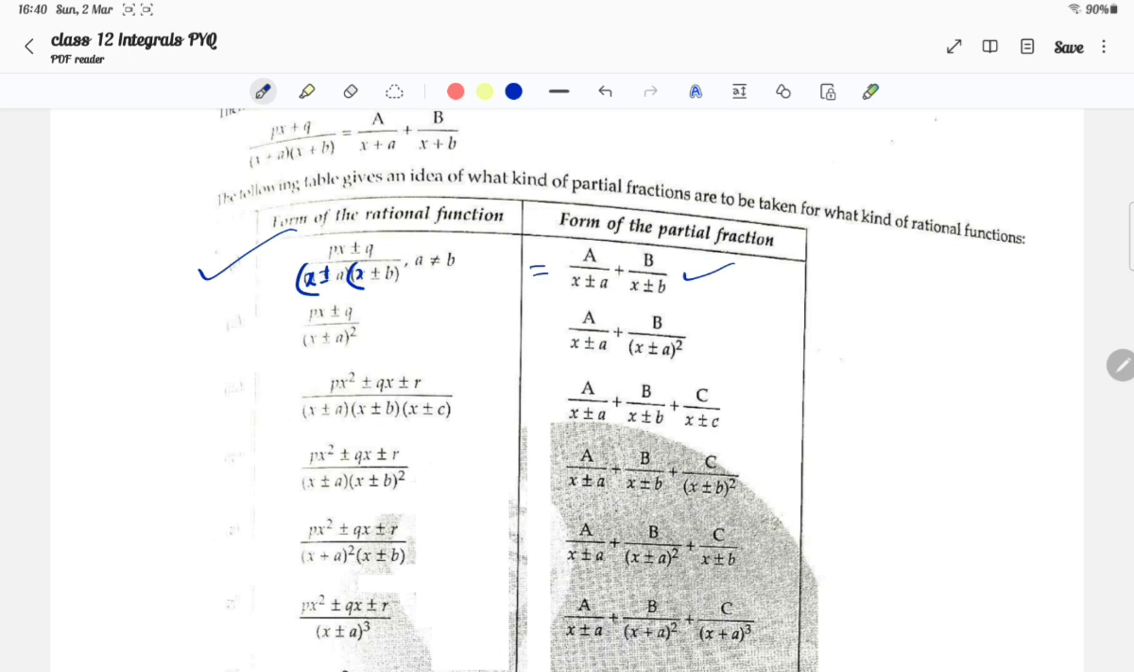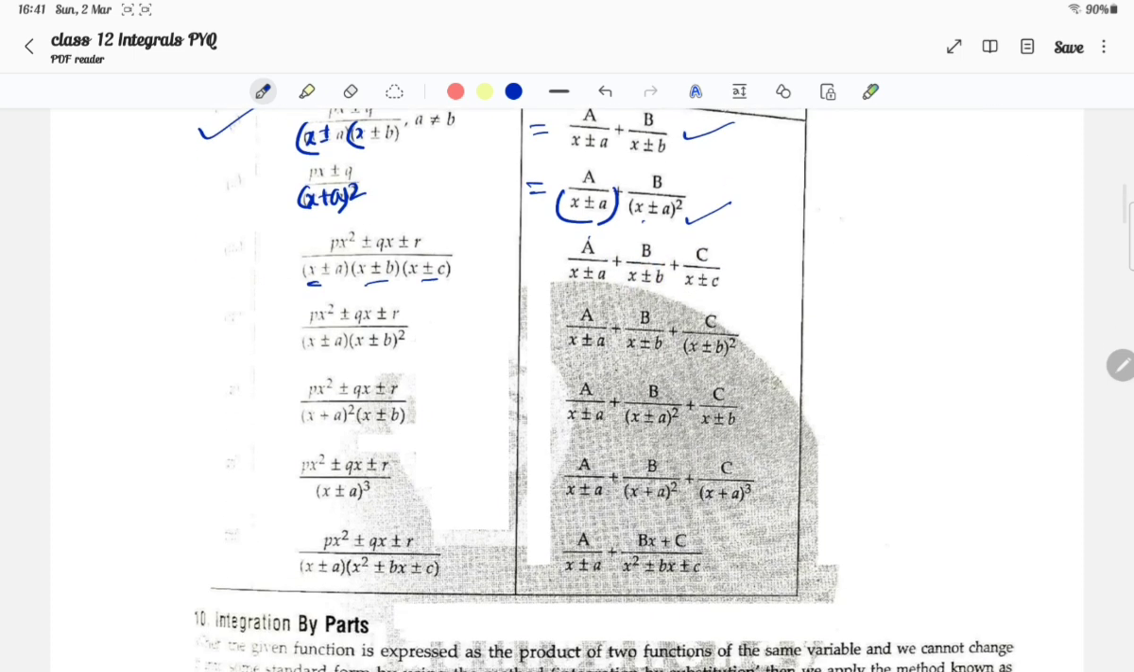If the factor is repeating, see square is here, x plus a whole square, in that case one time single factor you have to write A by x plus a and B by x plus a whole square. Okay, and see 3 factors are there, single times repeating, so capital A by x plus a, capital B by x plus b, capital C by x plus c, understood. And if in the denominator these forms are there, x plus a one time you will write, and x plus b 2 times it is coming, so x plus b one time you will write here and x plus b whole square. Like this you have to make the partition of the fraction.